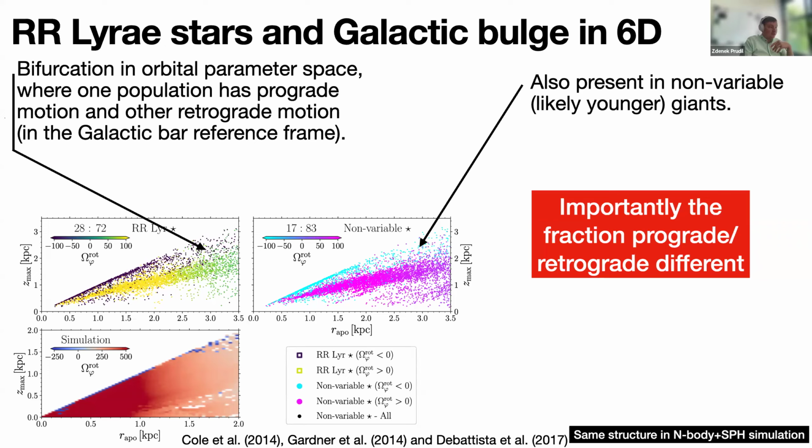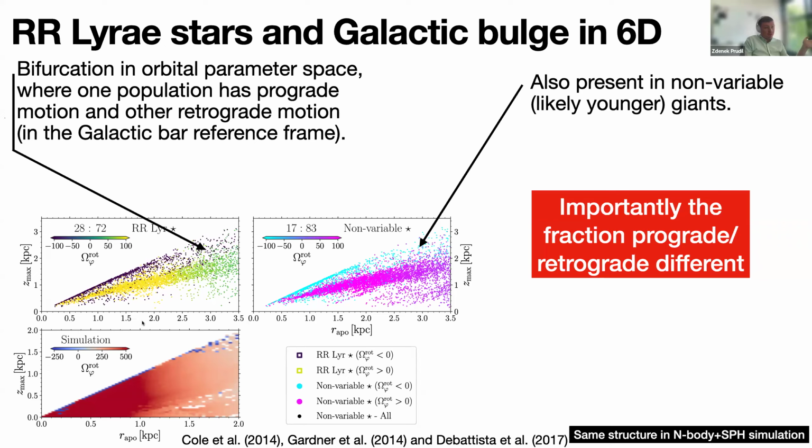So these stars don't contribute to the bar itself, while the stars that fall below this line of unity have positive values of this omega phi rod frequency, which tells us that these stars are rotating progradely with respect to the galactic bar. And these are for earlier stars. There's this ratio between these two groups.